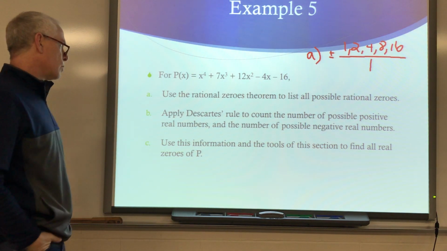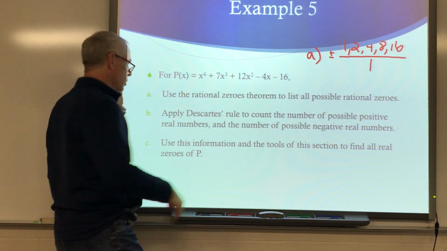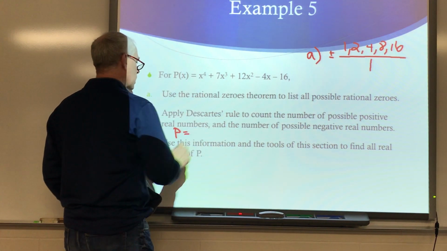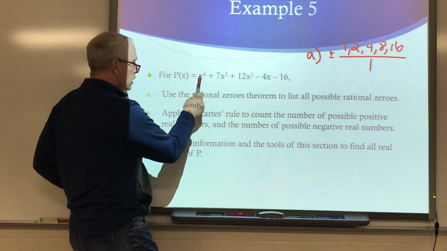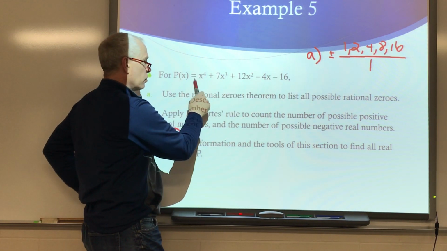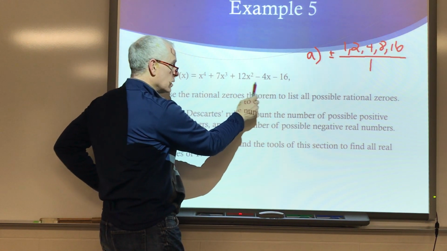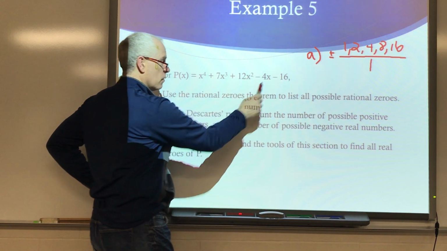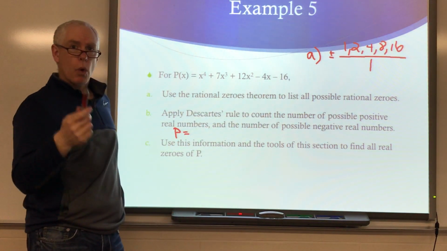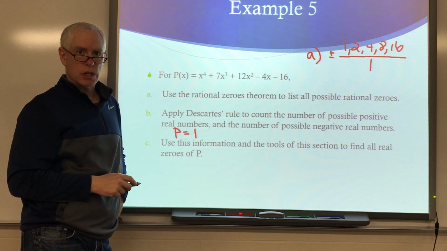B, apply Descartes' rule of signs to count the number of positive and the number of negative real zeros. Okay, so let's look at positive for a second. So x to the fourth is positive, and that's positive, and that's positive. So we haven't changed signs yet, but positive to negative here we did. So there's one sign change here from a positive 12x squared to a negative 4x. But then I go negative to negative. So there's only one positive possible value because there's only one sign change in there.